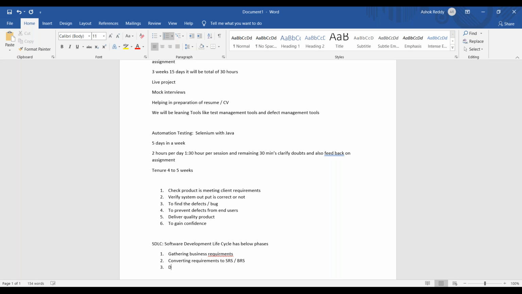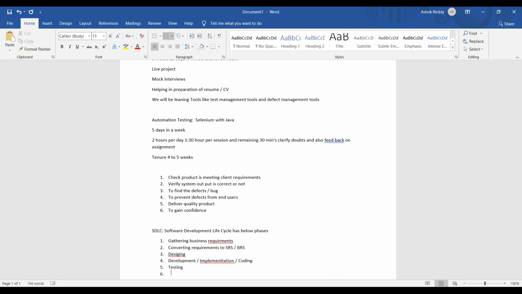And then designing, and then development/implementation/coding. People use different terminology, so I'm just making it, coding, and then testing, and then finally it will go for maintenance. So that's what exactly I think. These are the different phases of the software development life cycle.